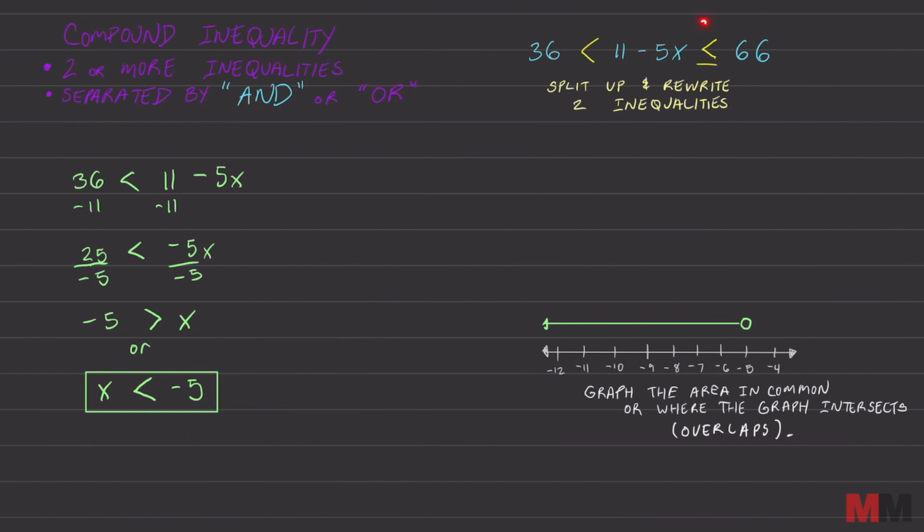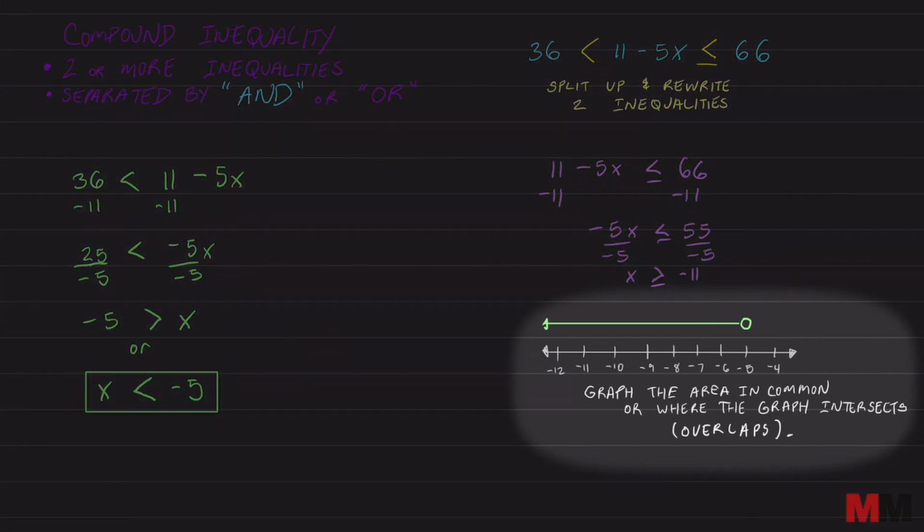Now let's do the second part, this part right here. We're going to write that equation on the right side. 11 minus 5x is less than or equal to 66. And same goal, get x by itself. Subtract 11, negative 5x is less than or equal to 55. Divide by negative 5. Don't forget to flip the sign. Now you got x is more than or equal to negative 11.